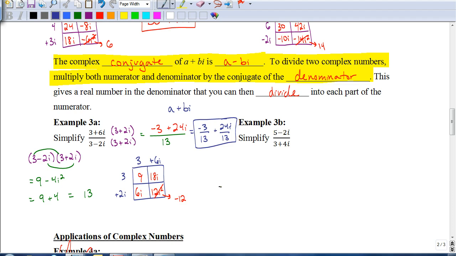Okay, why don't you guys take a minute now and work on this last example. So I want you to pause the video and hit play when you're ready to check your answer.